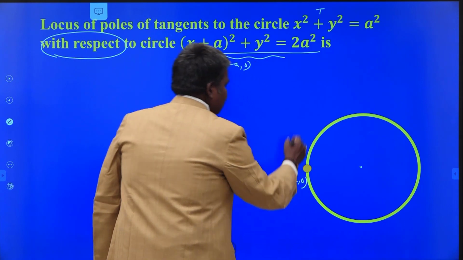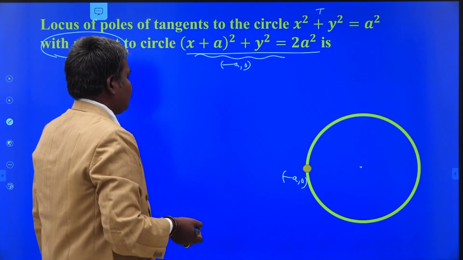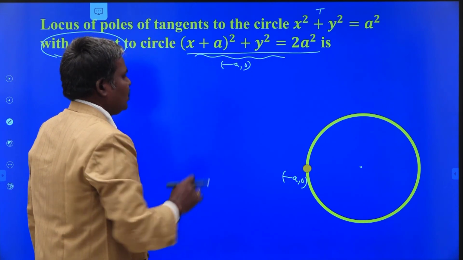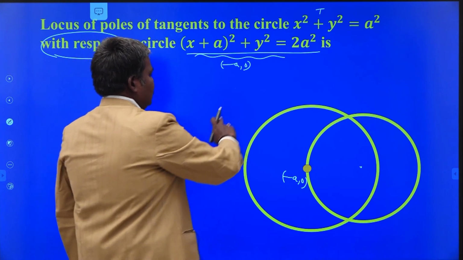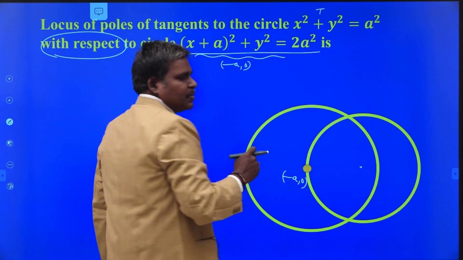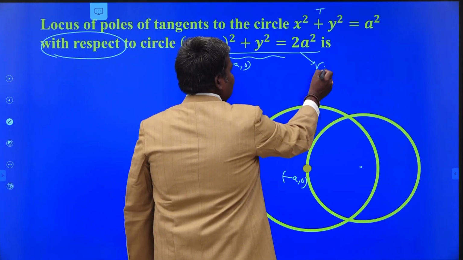This is the center of the circle which lies on the first circle x square plus y square equals a square. For my convenience, we are just observing the given two circles. This is the second circle, because it is the larger circle: x square plus y square equal to 2a square, because its radius is root 2a units.